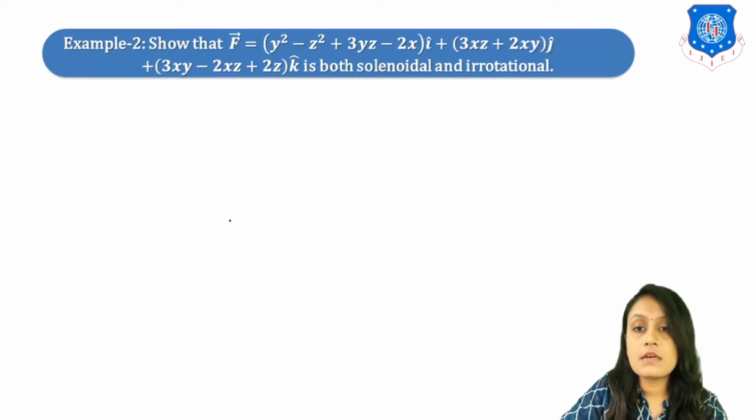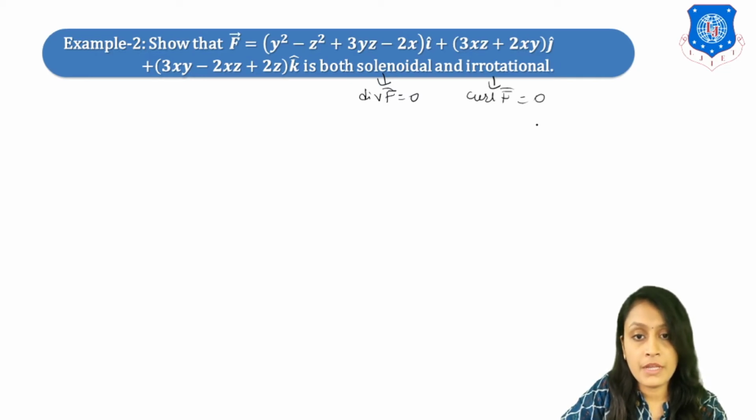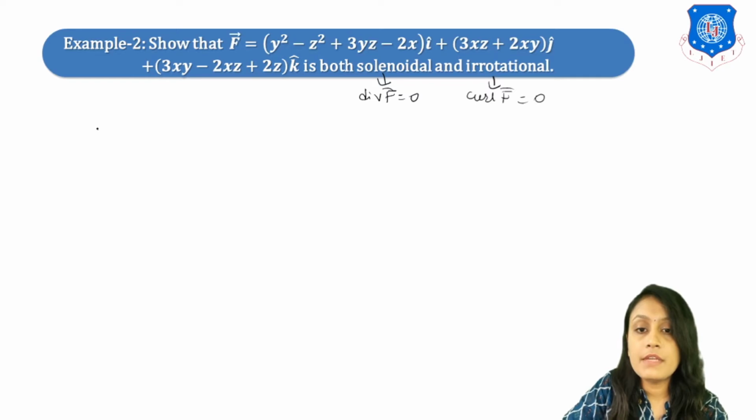Now, let's discuss one more example. Show that f bar is equal to this is both solenoidal and irrotational. Whenever we have to show that it is solenoidal, what we have to find? Divergence of this f bar is equal to 0. And to show it is irrotational, what we have to show? Curl of f bar is equal to 0. So in this example, we have to find both, that is divergence and curl. So first we will find divergence of f bar.